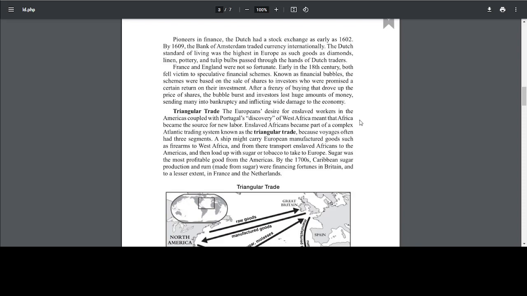France and England were not so fortunate. Early in the 18th century, both fell victim to speculative financial schemes, known as financial bubbles. These schemes were based on the sale of shares to investors who were promised a certain return on their investment. After a frenzy of buying that drove up the price of shares, the bubble burst and investors lost huge amounts of money, sending many into bankruptcy and inflicting wide damage to the economy.